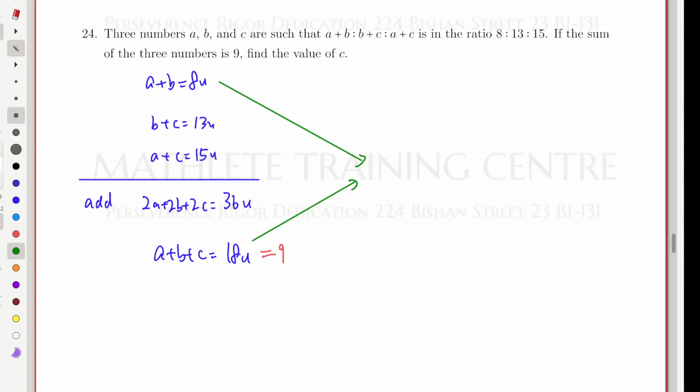Okay, so 18 units minus 8 units is equal to 10 units. So C is 10 units. Right. If 18 units is equal to 9, what's 10 units? Well, we can divide by 9 here. This is 2 units equals to 1. So 10 units will be equal to 5. That's the answer.